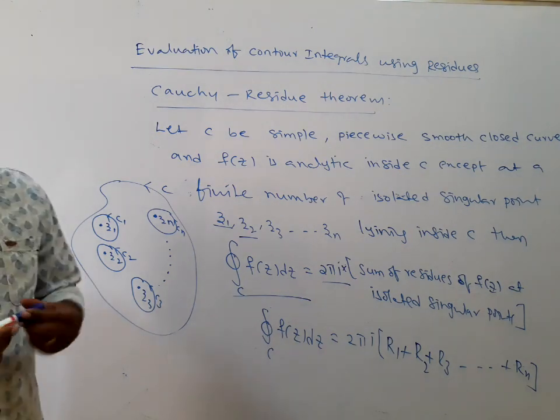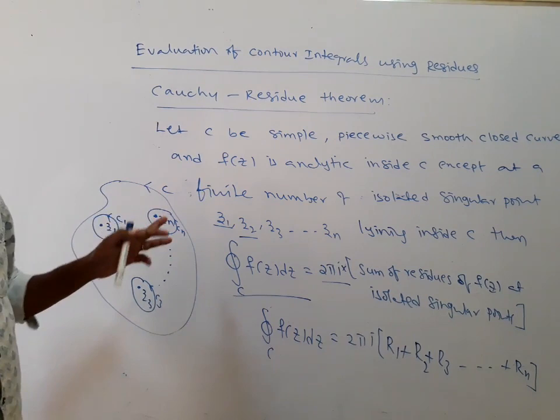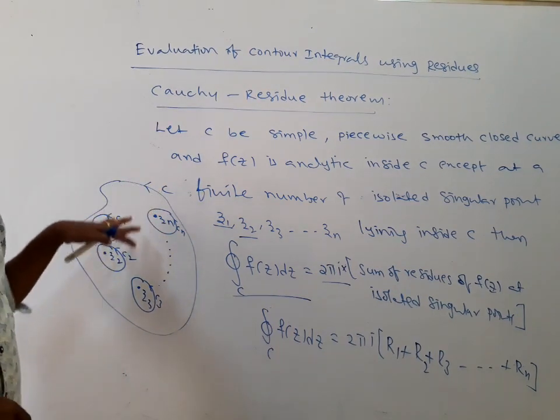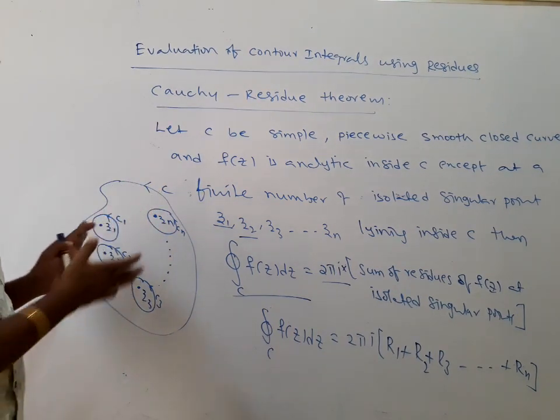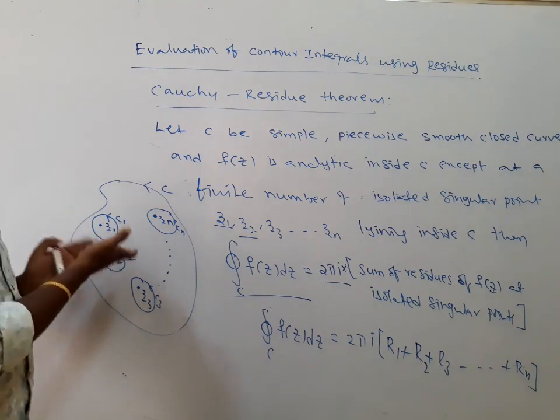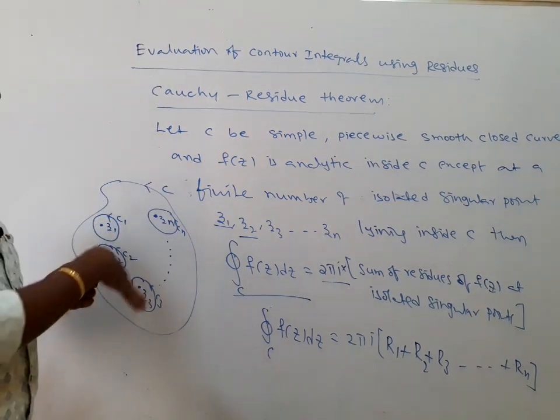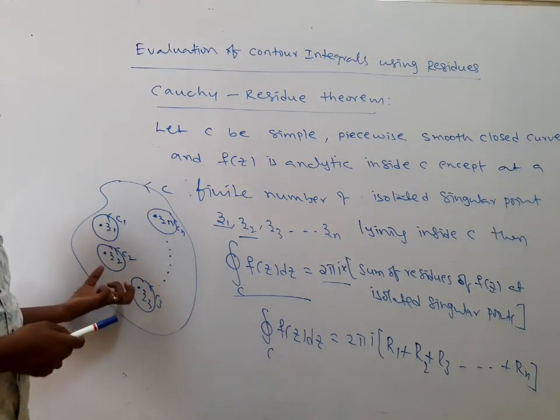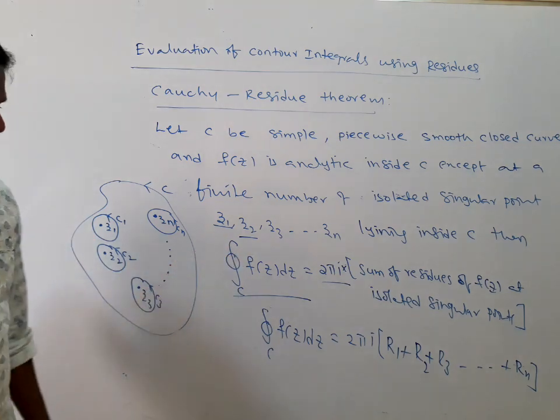Now, this is a simple closed curve. f(z) is analytic inside C except at some points. Except at some points means they are the singular points, and not only singular points, they are the isolated singular points lying inside C. So the integral value is like this.